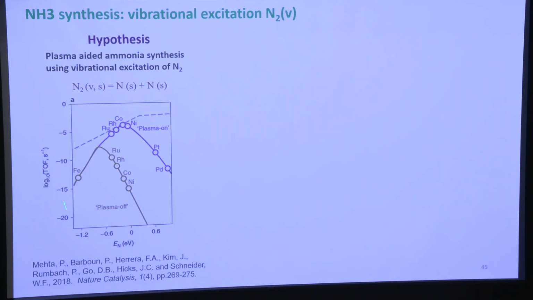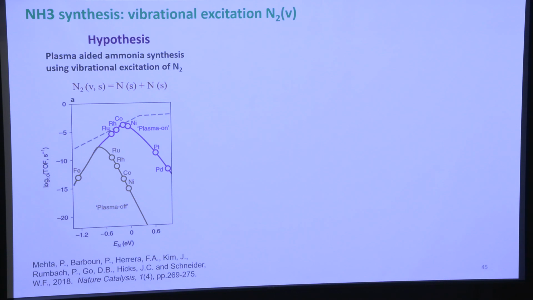And this is the Nature Catalysis paper published at Notre Dame University. They basically say that if you have the plasma off, you just see the turnover frequency of the catalyst. If you turn the plasma on, you see two changes. One, the reaction rate is increased by at least 2 orders of magnitude. Second, the catalyst ruthenium, you don't need it anymore. Nickel and cobalt can basically do the job. So this is a very encouraging calculation, and they published it in 2018.